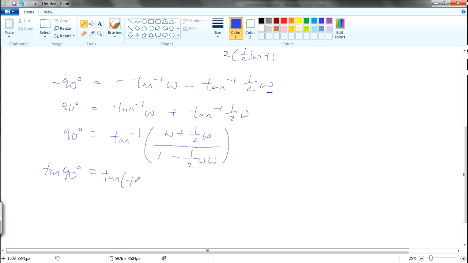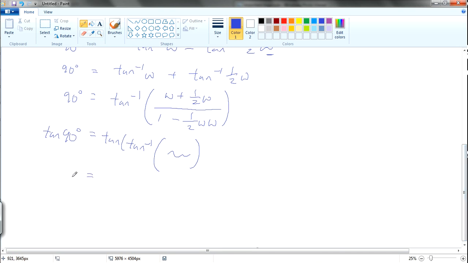In order to clear away this tangent sign, I introduce a tangent. A tangent multiplied with a tangent inverse cancels out, I was just lazy to write it. As you do that, tangent 90 is infinity. So if you clear away, you have omega plus half omega, which is 3 over 2 omega, over 1 minus half omega squared.